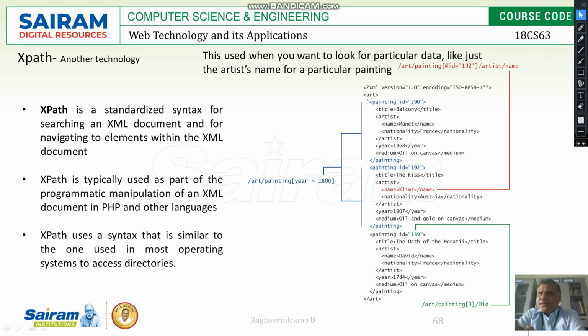Okay. So here you can see I want to fetch the paintings whose year is greater than 1800. Then you can have this: first is the art, second is painting. Okay, ID, that is ID is there, right?